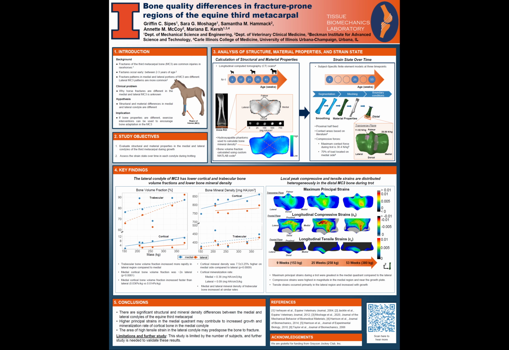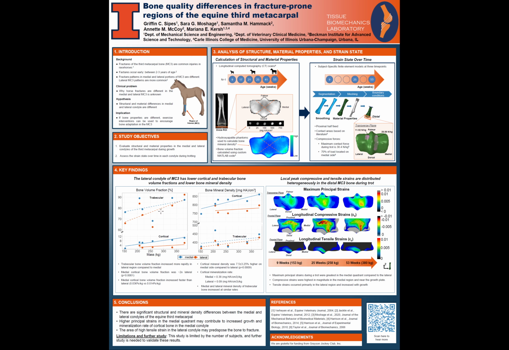And now moving on to our findings, we found that the lateral condyle of MC3 has lower cortical and trabecular bone volume fraction and lower bone mineral density. Looking at a plot of bone volume fraction against increasing mass during growth, we can see that trabecular bone volume fraction increased more rapidly in the lateral region compared to the medial region, and medial cortical bone volume fraction was almost 2 times the amount of the lateral. Also, medial cortical bone volume fraction increased faster than the lateral side.